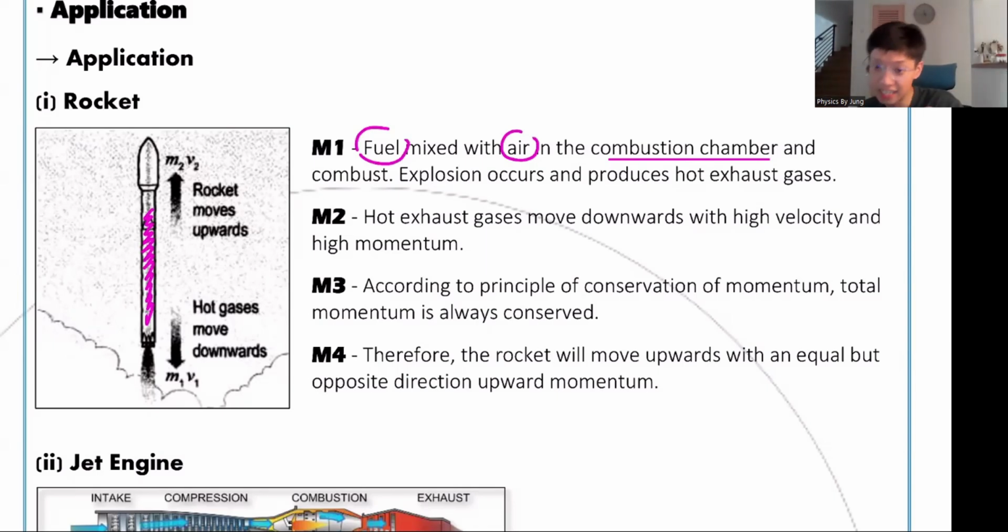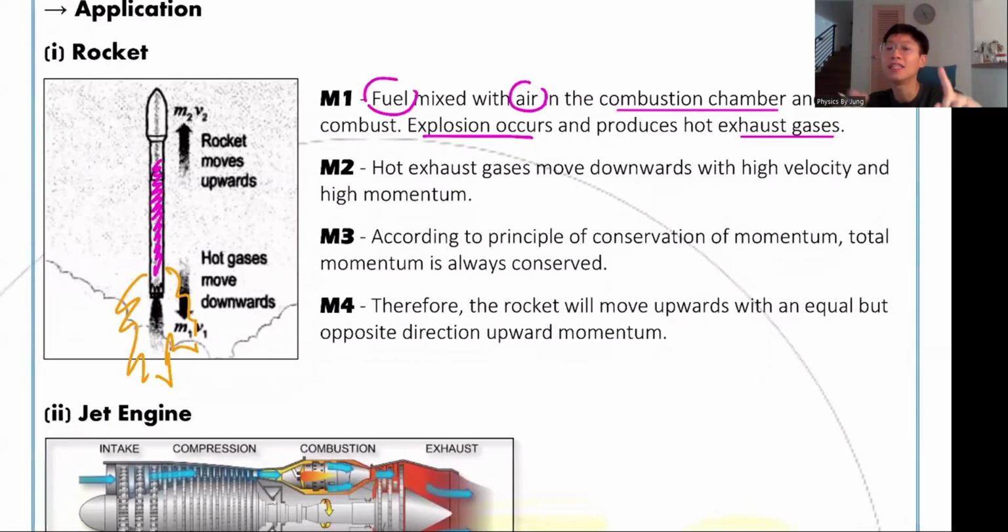Usually the answer is yes, because combustion is burning, burning is combustion. But combustion is the more proper word, so we try to learn combustion. But if it's an exam for you, just write burning chamber. Once you burn inside, explosion occurs. Then it produces hot exhaust gases. When you launch a rocket, there's like a fire, right? So it produces hot gases.